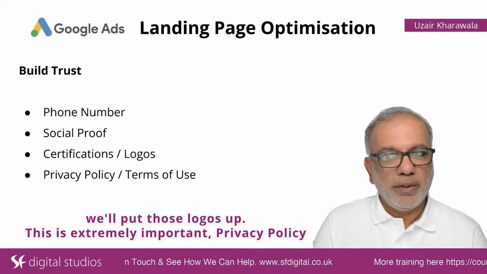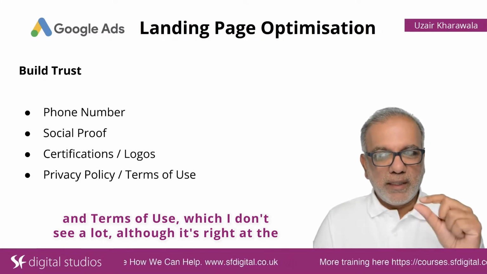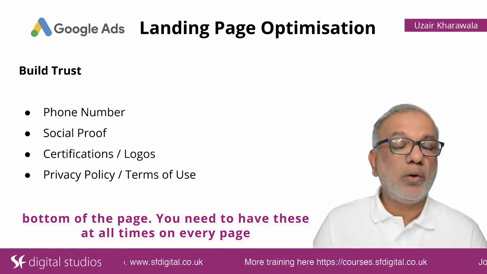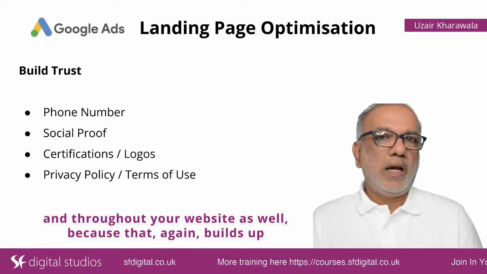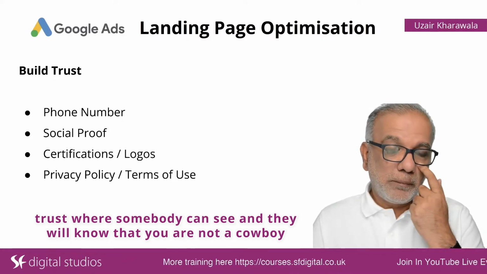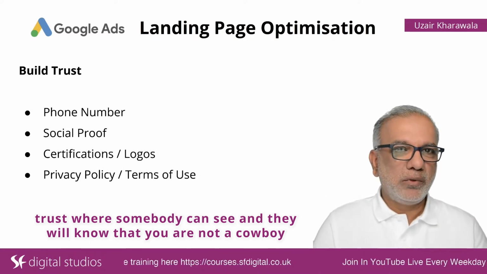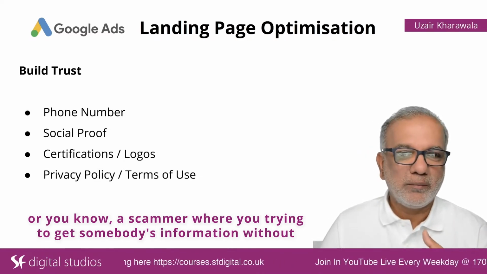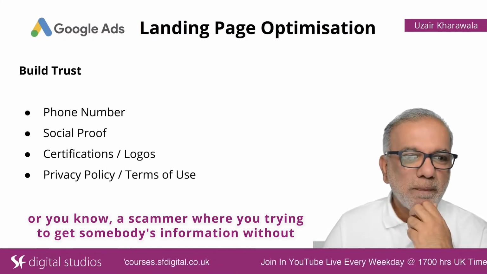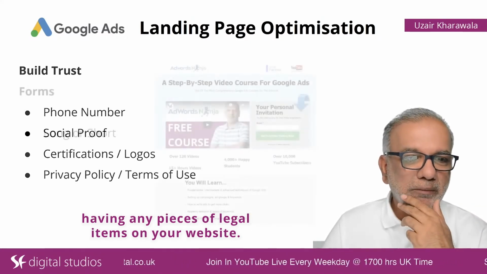This is extremely important: privacy policy and terms of use, which I don't see a lot. Although it's right at the bottom of the page, you need to have these at all times on every page and throughout your website as well, because that again builds up trust, where somebody can see and know that you are not a cowboy or a scammer trying to get somebody's information without having any legal items on your website.